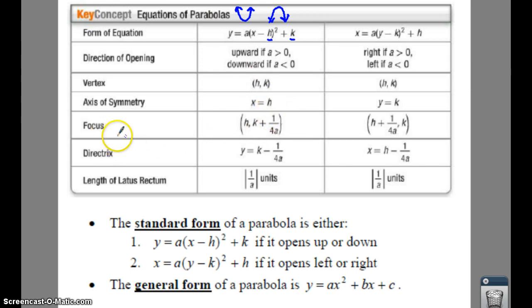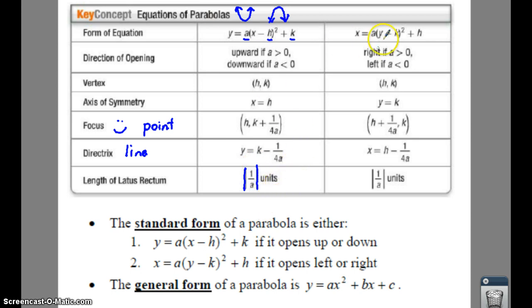This is new. Hey, like new stuff. Your focus is found by saying (h, k plus 1 over 4a). Well, where does that a come from? That comes from in front of your equation. And then your directrix, this is an equation, this is a line, don't forget. Your focus is a point. And so what we're going to have to do is find the equation for the line of your directrix. You take k minus 1 over 4a. So it's whatever this value is, your k, but you're subtracting 1 over 4a instead. And then the length of the latus rectum is the absolute value of 1 over a, so it's never negative.